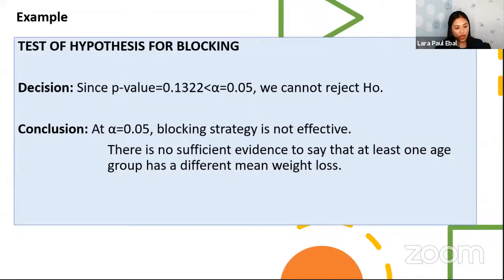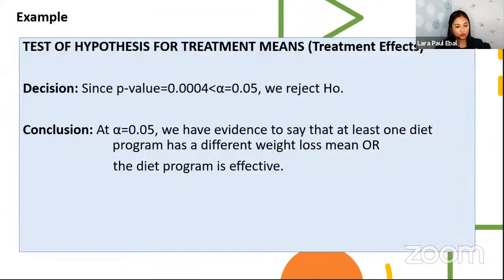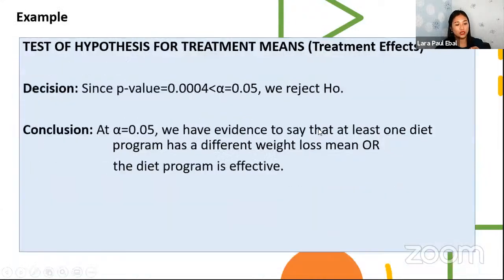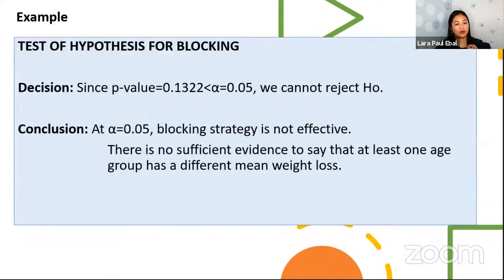Now, we go back to the ANOVA result. See that 0.1322. This ANOVA result, 0.1322, is now compared to alpha 0.05. That's greater than 0.05, so we cannot reject the HO. Our conclusion now is that the blocking strategy is not effective, or there is no sufficient evidence to say that at least one age group has a different mean. So the blocks just have equal means.